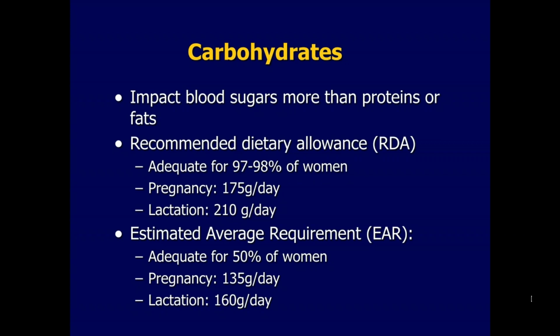And for lactation, you need a lot more, because when the milk is going out of your system, you are letting go of a lot of calories. So your need goes up a little more than pregnancy, to 210 grams per day. The estimated average requirement, the EAR, is adequate for about 50% of women, and for pregnancy is about 135 grams per day, and for lactation about 160 grams per day. Like I said, it depends on the individual need. You might have to go up a little bit more on lactation depending on how many times you're breastfeeding, versus if you're not breastfeeding at all, then you don't need the 210 grams per day.